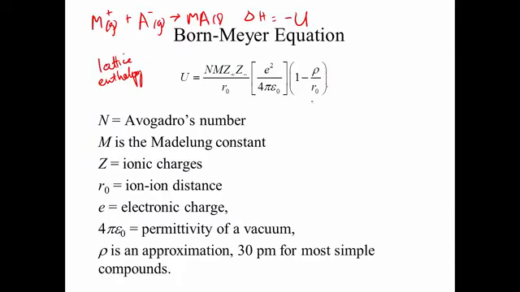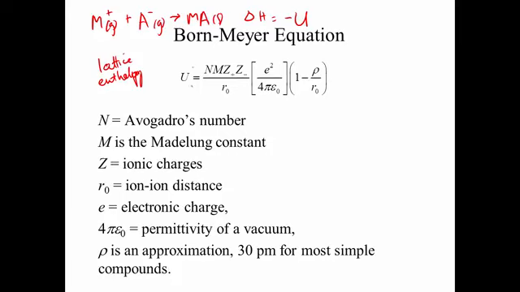And then there's an additional modification we need to make using the Born repulsion to take into account the fact that as atoms get closer and closer, while there's attraction between opposite charges, there's also core electrons that are going to start colliding and create repulsion. So I'm going to approximate that as 30 picometers.